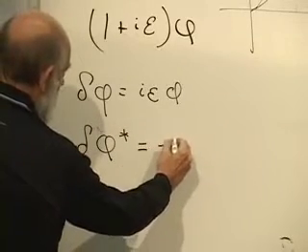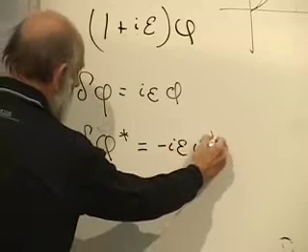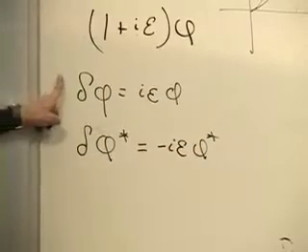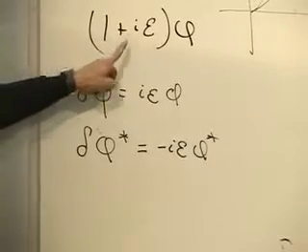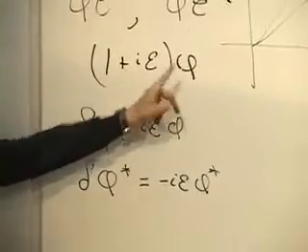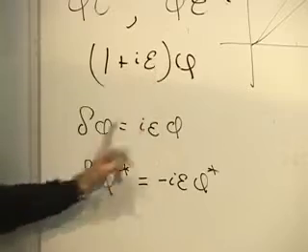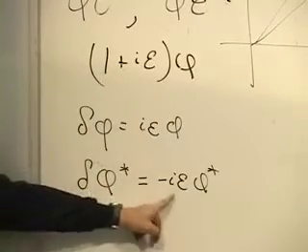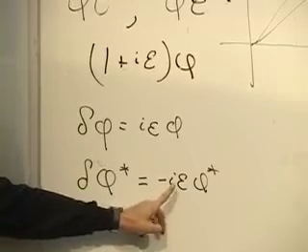It's minus i epsilon times phi star. Does everybody see where I got this from? I just said the change in phi is i epsilon times phi. That's the little change here. And if I do the same thing for phi star, I find out that it changes with a negative sign over here.